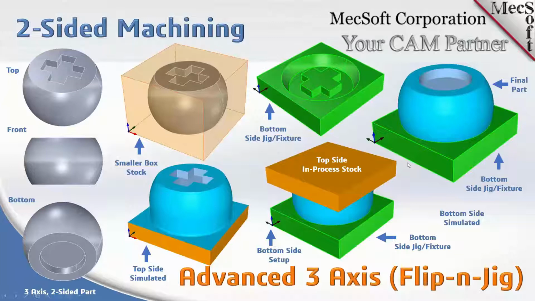Okay. So again, in the third column, we have the in-process stock. We flipped it over. We placed it in the fixture, so it's holding it. Again, we've got a production example coming up. You may be asking, well, how's the part going to stay in the fixture, et cetera? We're going to talk about that. So let's go and look at a production example of this flip and jig.